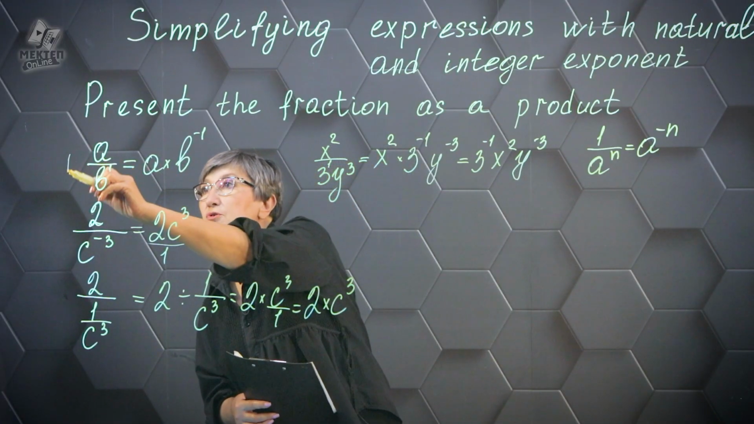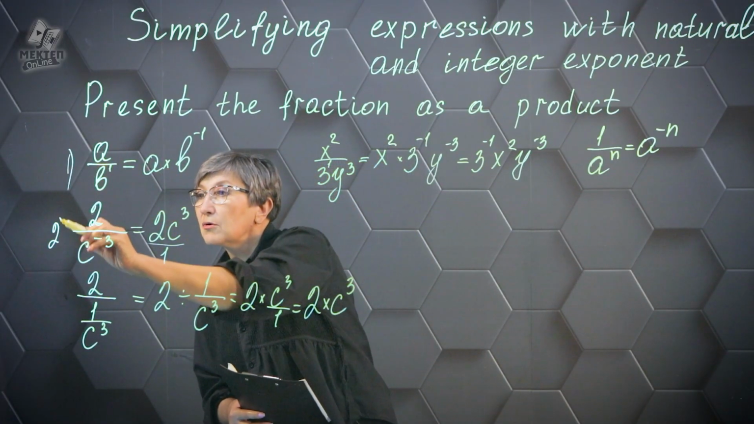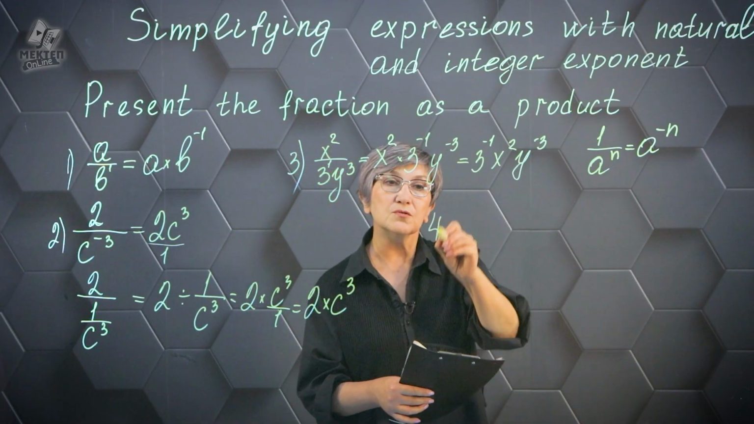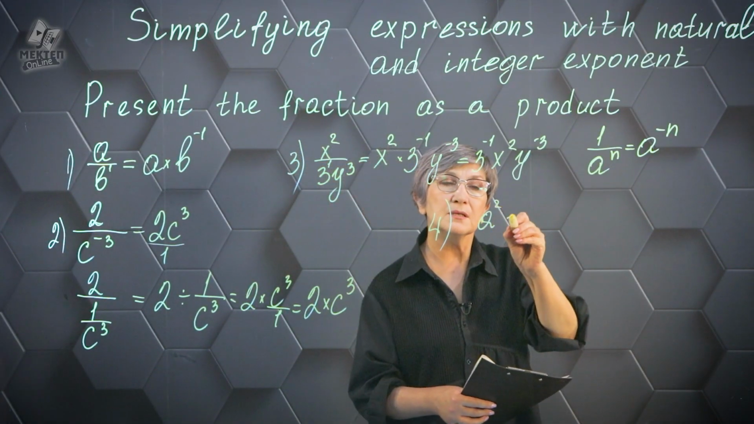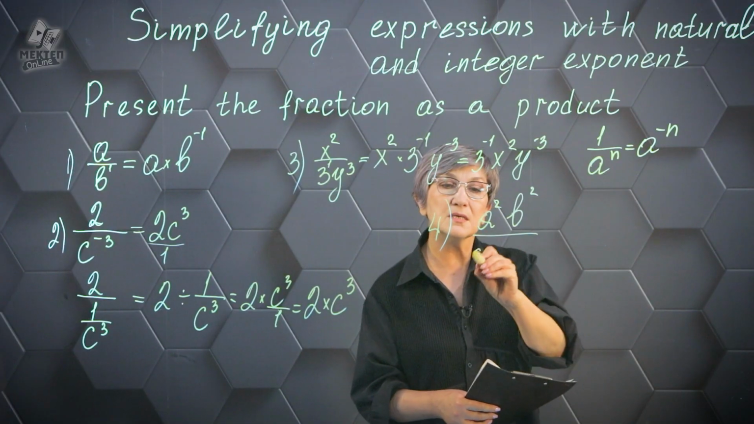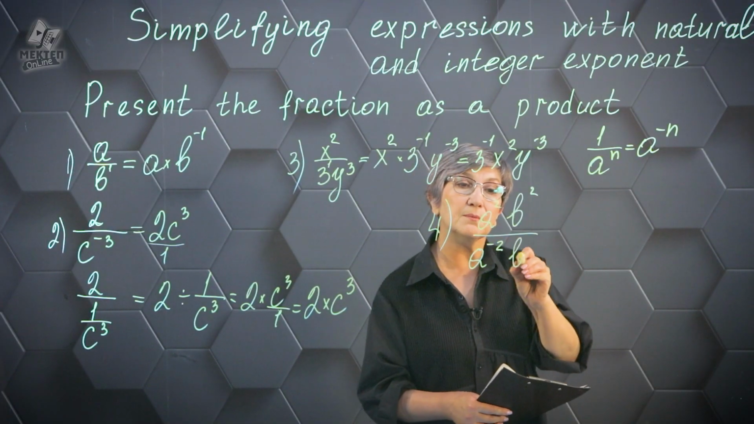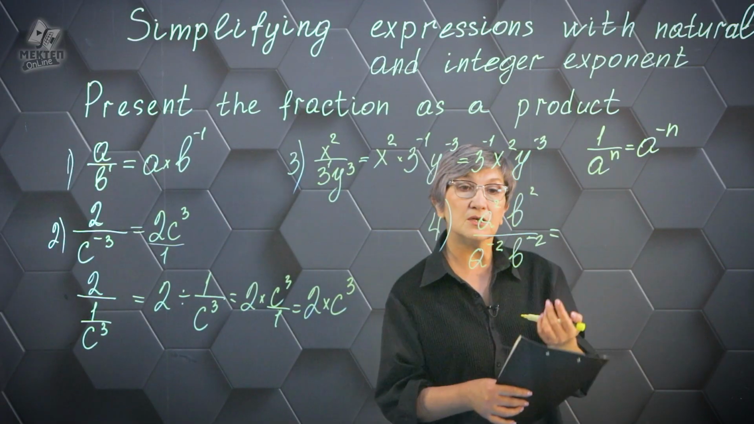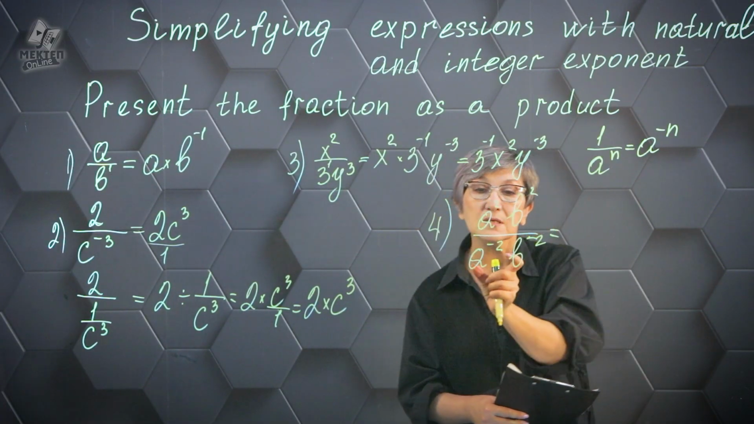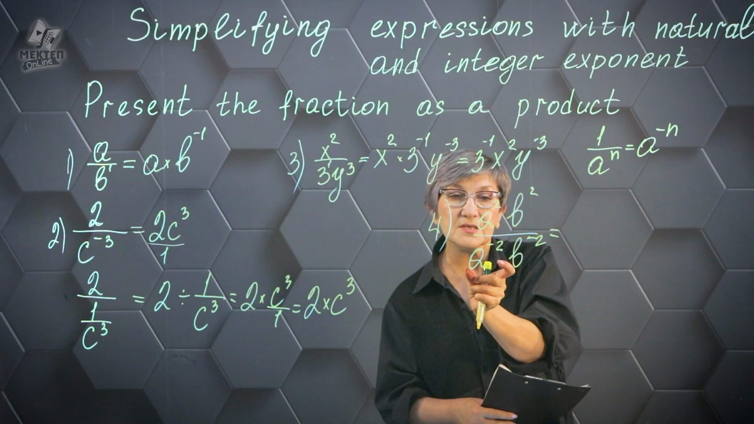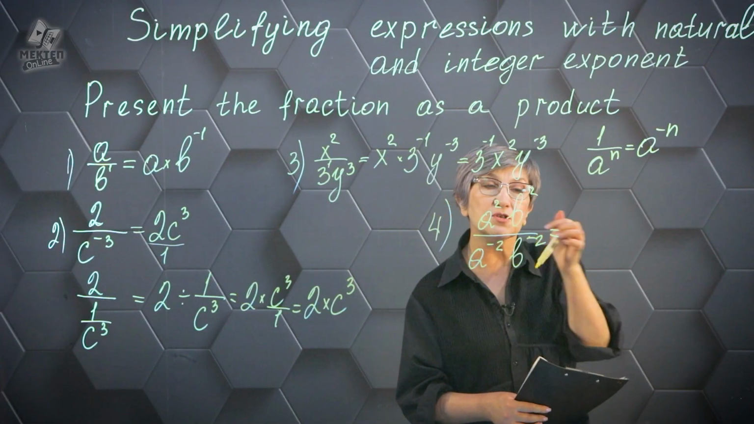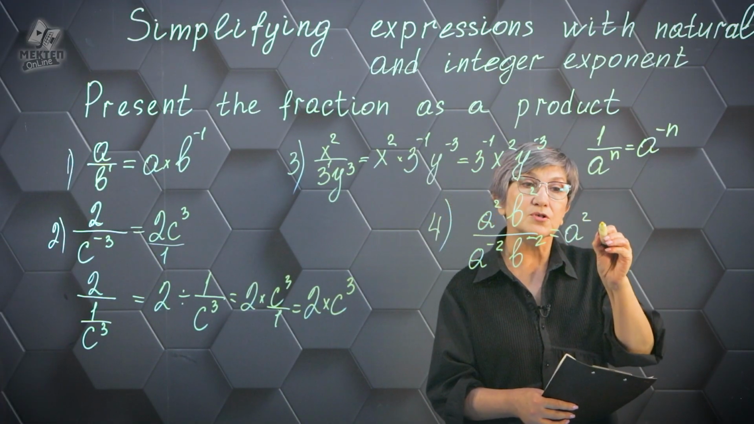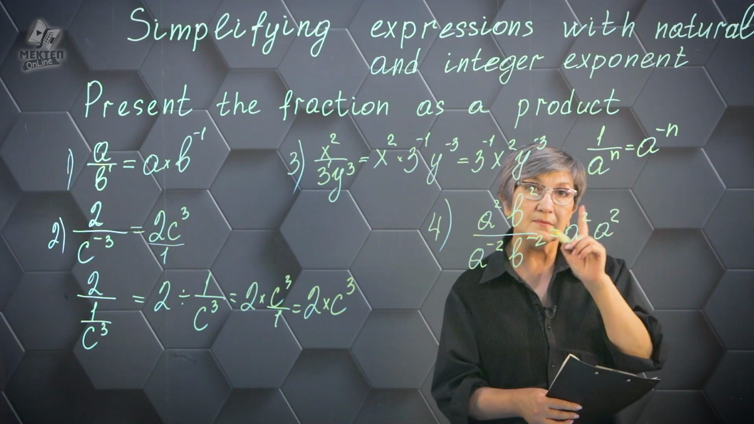And let's solve another example. We solved the second example in 2 ways. The third example and the fourth example. A squared, b squared, divided by a to the power of minus 2, b to the power of minus 2. We will use our rule. What do we get as a result? When we move a to the power of minus 2 from the denominator to the numerator, then, as a result, I end up with a squared.